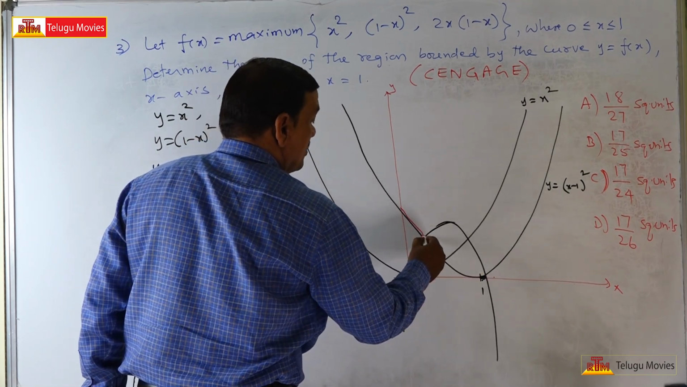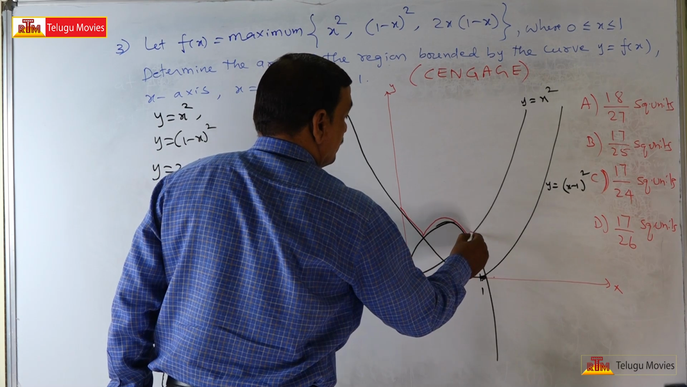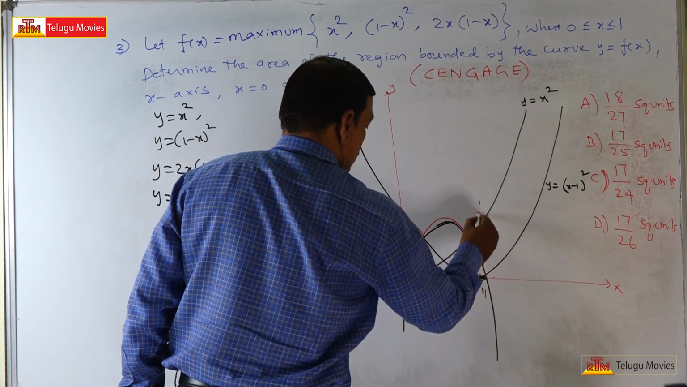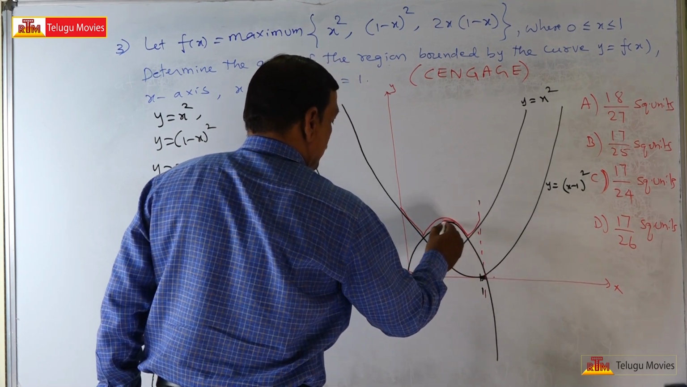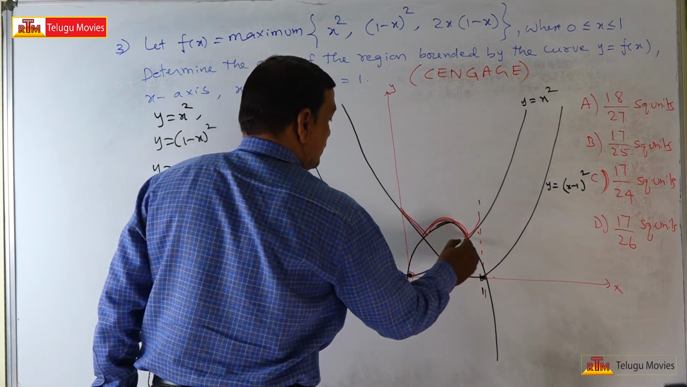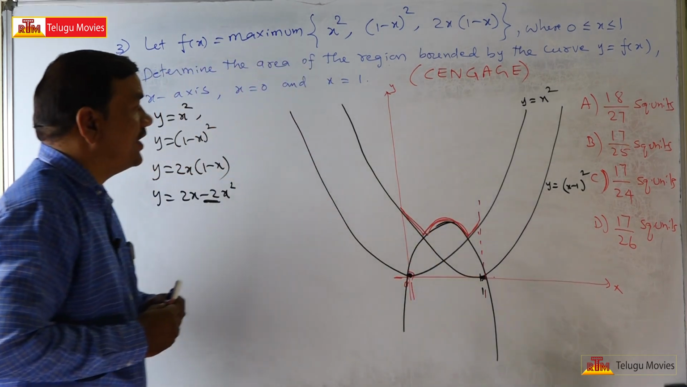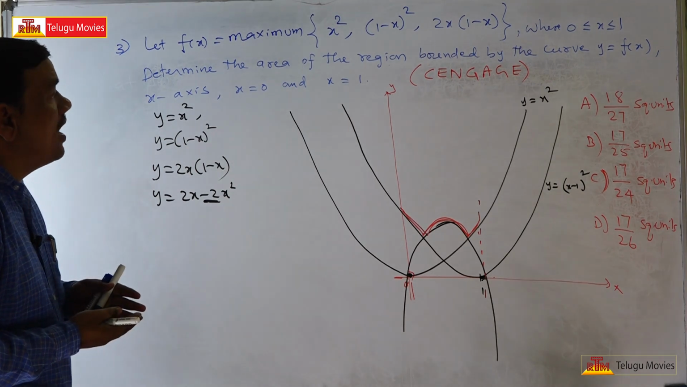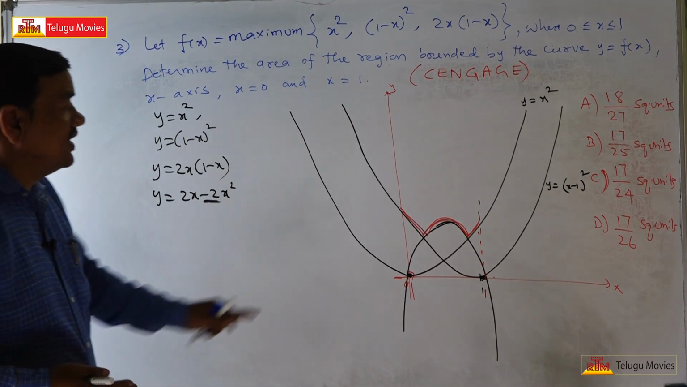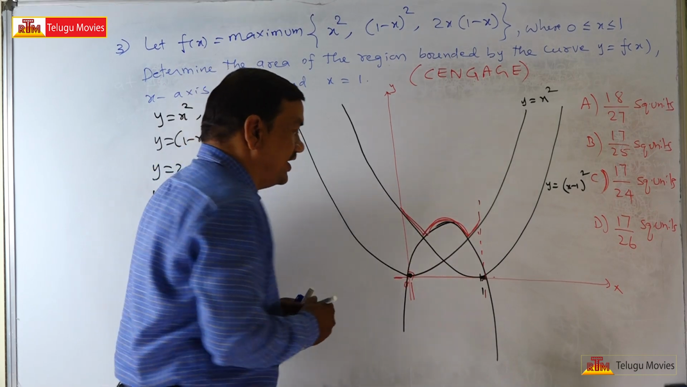So this is your maximum curve. Understand? This is your maximum. So we have to find out the area of the region bounded by the curve, that means this maximum curve up to here.